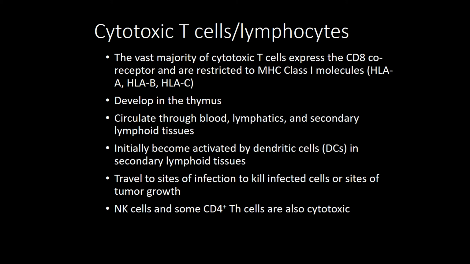After they become activated, they can now travel to sites of infection to kill infected cells or sites of tumor growth. So they get activated in secondary lymphoid tissues, and once they get activated, they can now migrate into other portions of the body, and so they can go into sites where there's virus infection or cancer cells, and they can directly kill those cells. Natural killer cells, and there are some CD4 positive T helper cells that are also cytotoxic, and we'll talk about the NK cells more later.